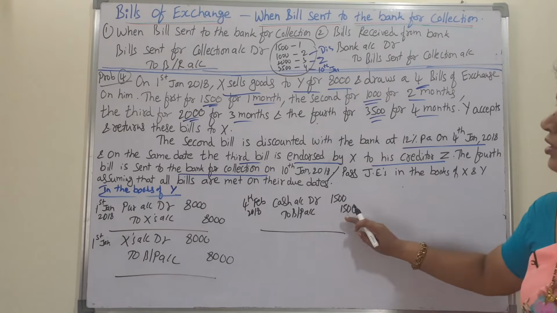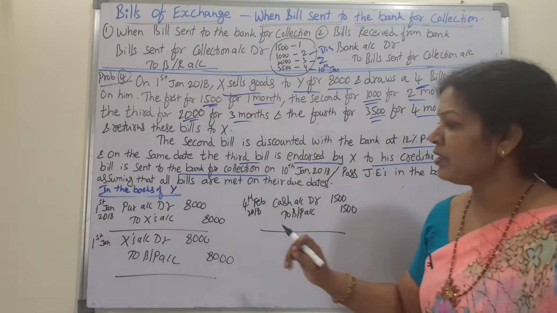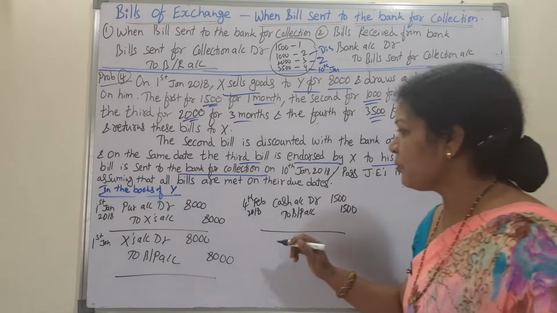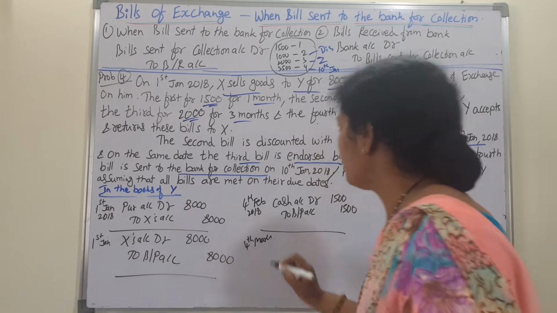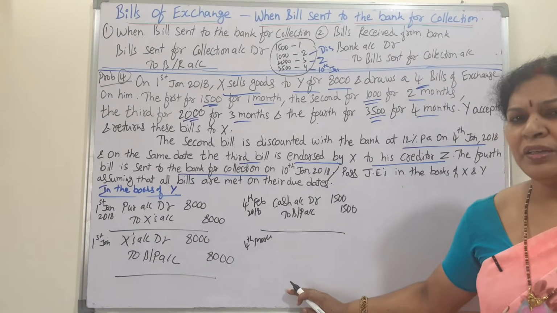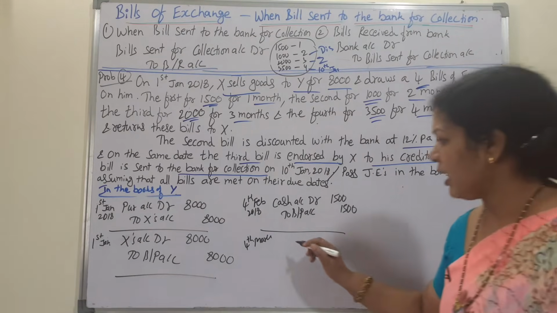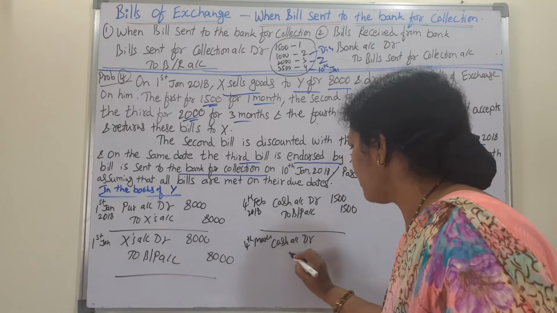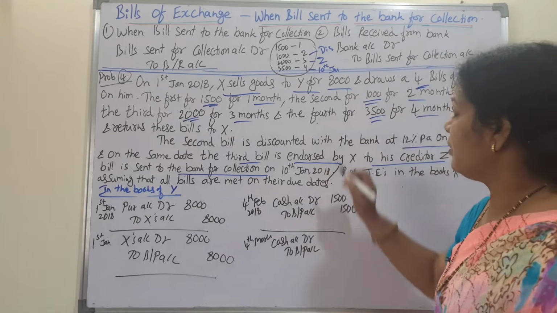Then after that, the second bill will be 2 months. 2 months means January, February, March, so March 4th is the due date. When Y is paying to X, the entry is the same: bills payable account debit to cash account. Second bill is 1,000 rupees.